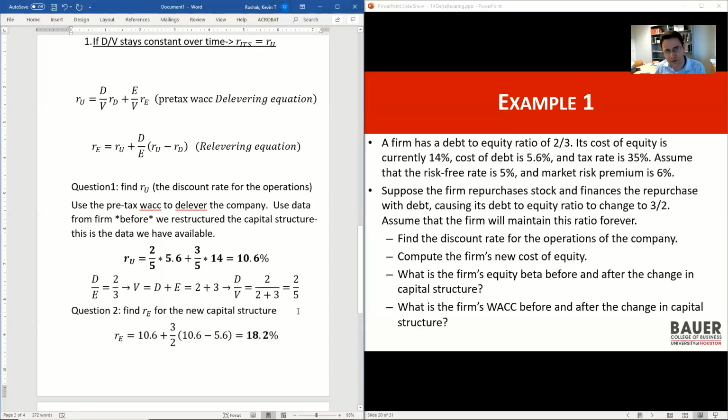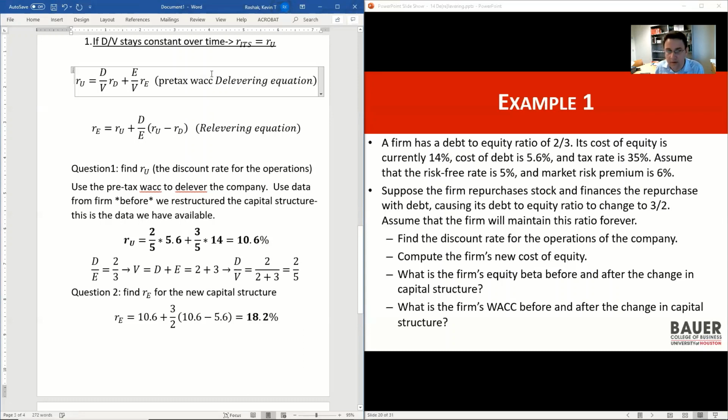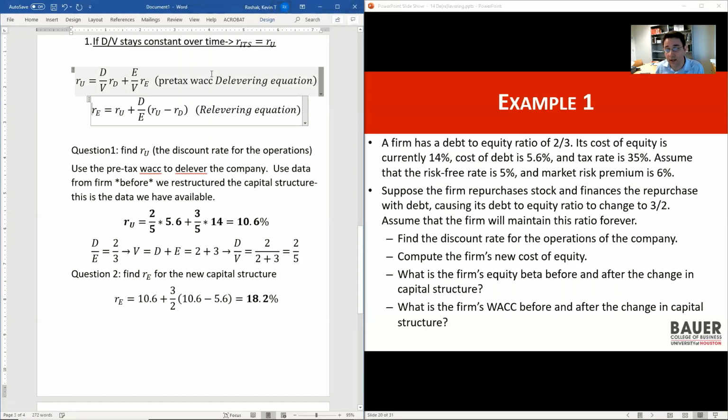And that's it. Those were the new ideas for today. We had to delever to find out what's going on with the assets, then we relevered to the new capital structure, and that's it. These third and fourth questions here, finding the equity beta and finding the WACC before and after, this is just review. So it's good to do. We'll practice some more, but there's nothing new about this for today.